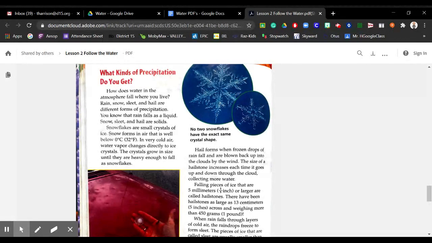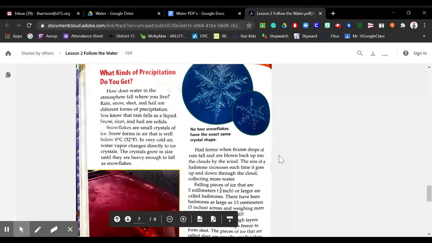Rain, snow, sleet, and hail are different forms of precipitation. You know that rain falls as a liquid. Snow, sleet, and hail are solids. Snowflakes are small crystals of ice. Snow forms in air that is well below 0 degrees Celsius or 32 degrees Fahrenheit. In very cold air, water vapor changes directly to ice crystals. The crystals grow in size until they are heavy enough to fall as snowflakes.